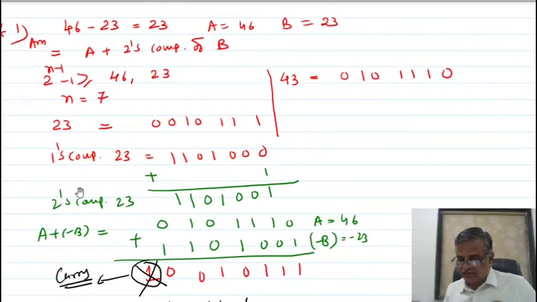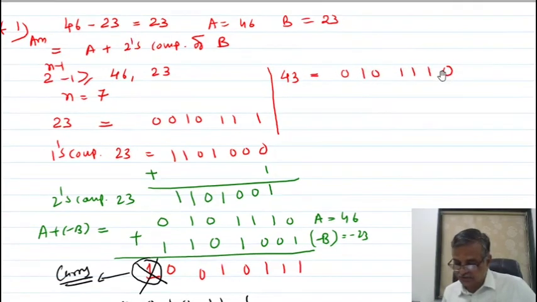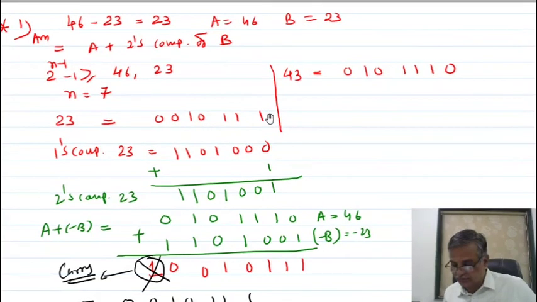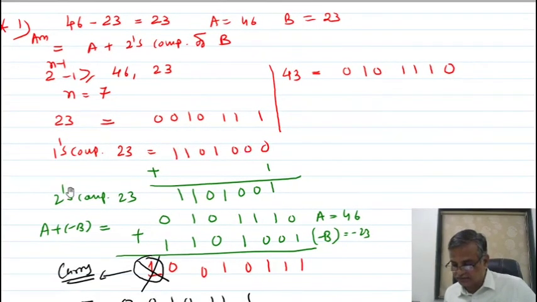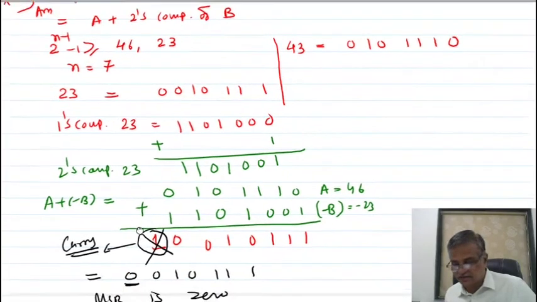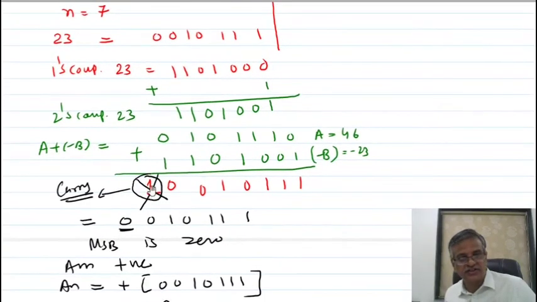See what I did? First I have to find the binary number of 43. I have to find the binary number of 20. First I have to find the number of bits required to represent A and B. Then I have to find the binary number of 43 in 7 bits, and for 23 in 7 bits. First I have to find the 1's complement, then the 2's complement. Then I have to do the addition. Check whether carry is generated. Yes.